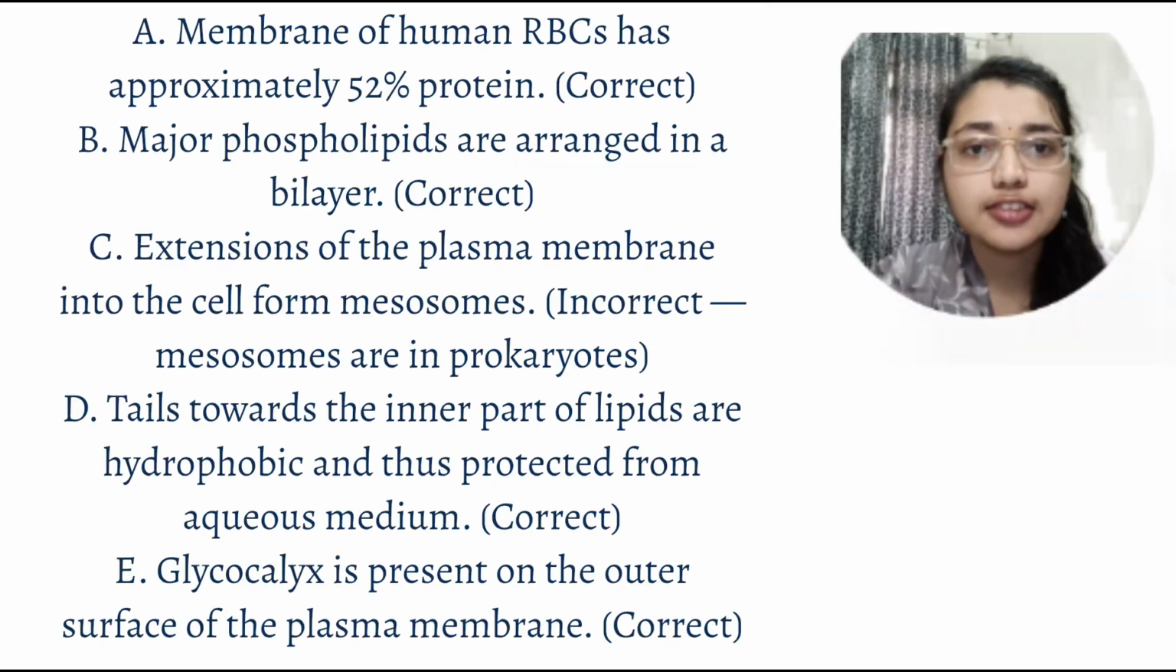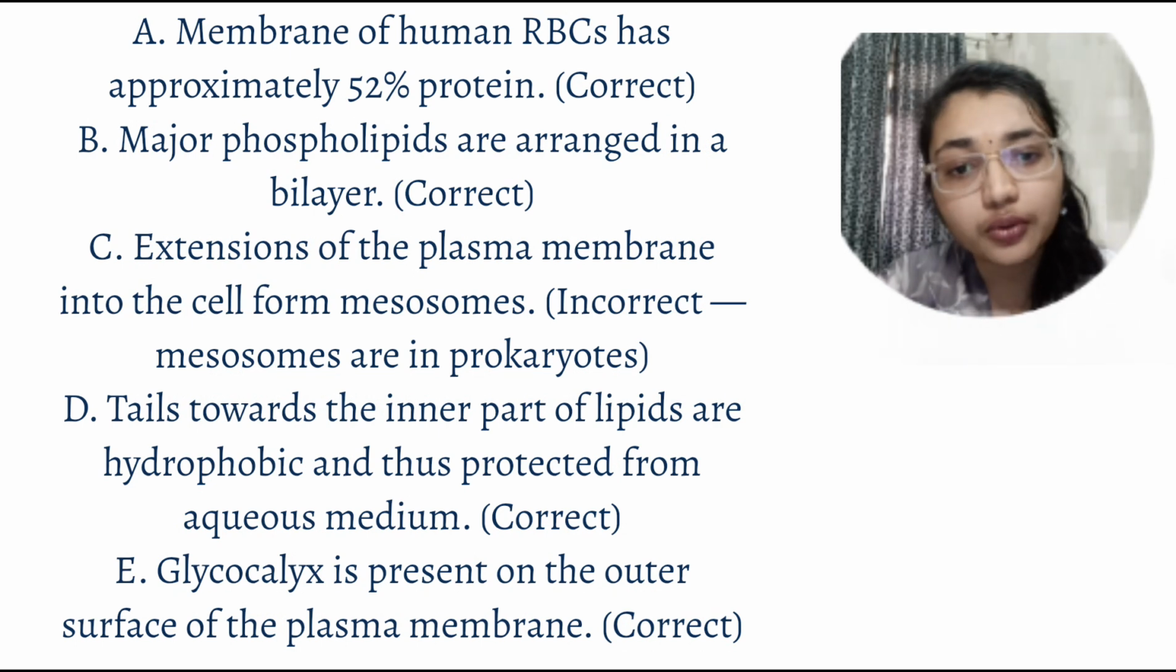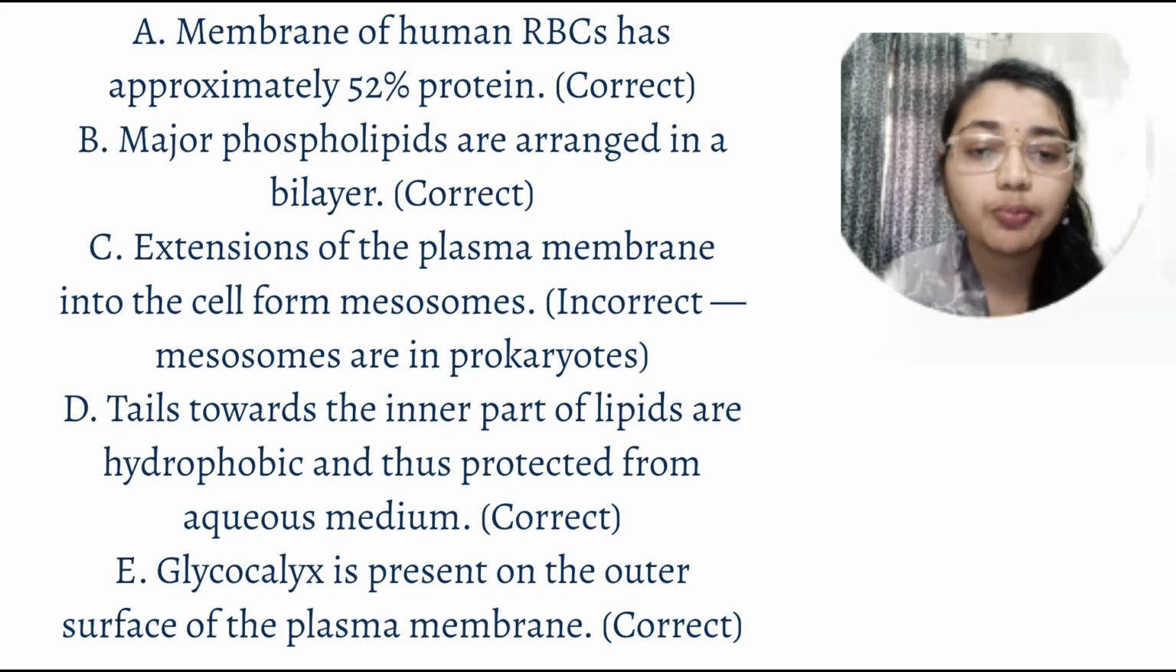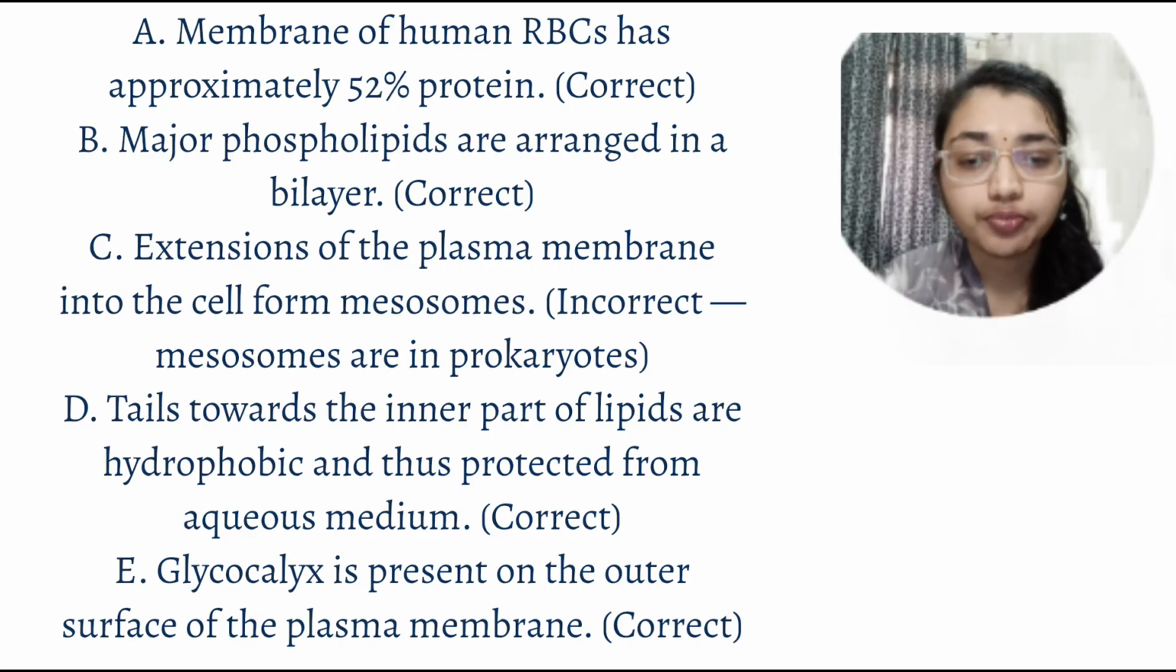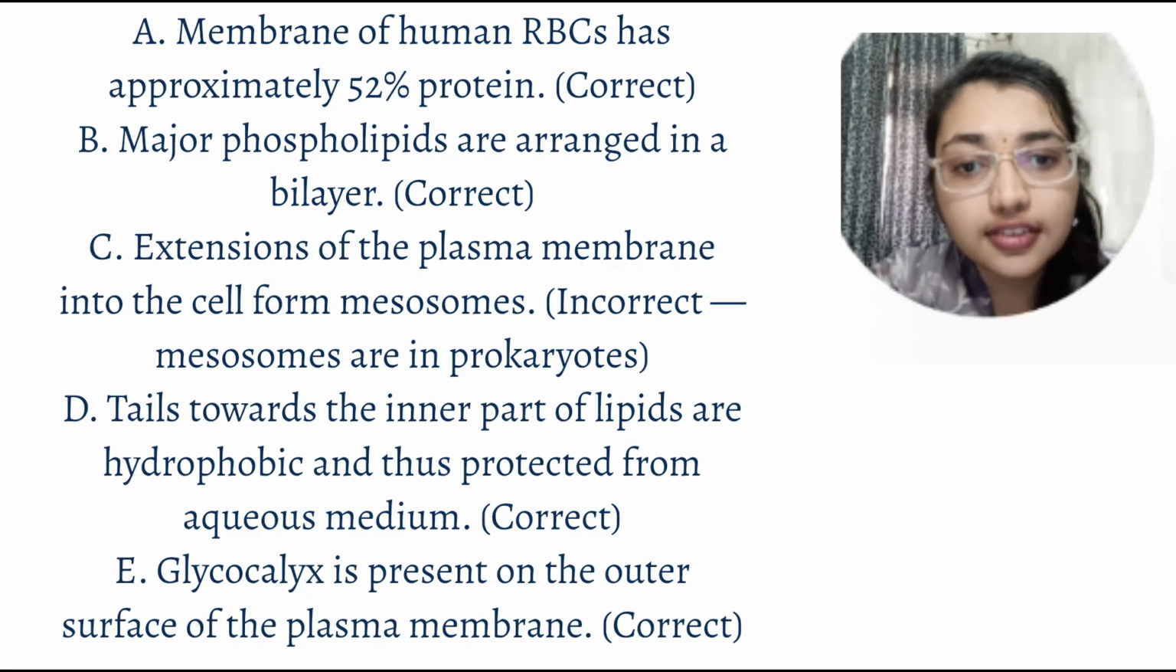Membrane of the human RBC. The membrane of the human RBC has approximately 52% protein, and the majority of the phospholipids are arranged in a bilayer. Then, extension of the plasma membrane into the cell from the mesosome. This is incorrect. Mesosomes are prokaryotic. Then the next option: tails towards the inner part of the lipid are hydrophobic and thus protected from the aqueous medium. This is also a correct statement. Glycocalyx is present on the outer surface of the plasma membrane. This is a correct statement. So here the correct option is A is correct, B is correct, D is correct, and E is as well correct.